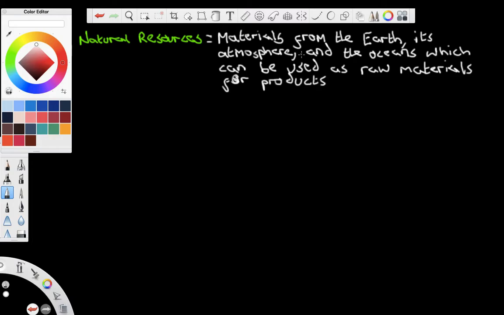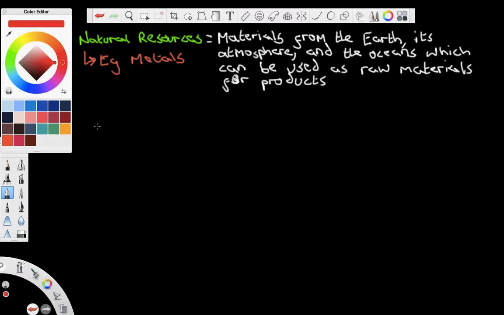So we've said that natural resources are materials from the earth, its atmosphere, and the oceans which can be used as raw materials for products. Now an example of this would be metals. Metals are natural resources that come from the earth. But the problem is some metals, such as gold, are found on their own in the earth. They're not bound to anything else. We can just dig up a lump of gold. However, other metals are found as compounds.